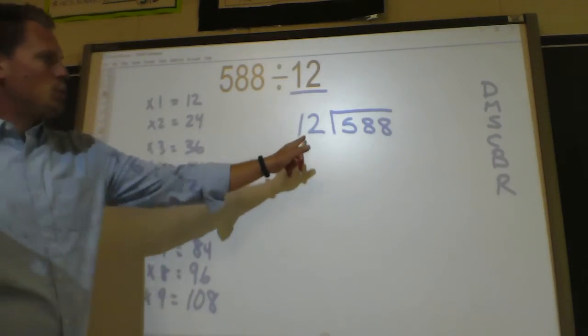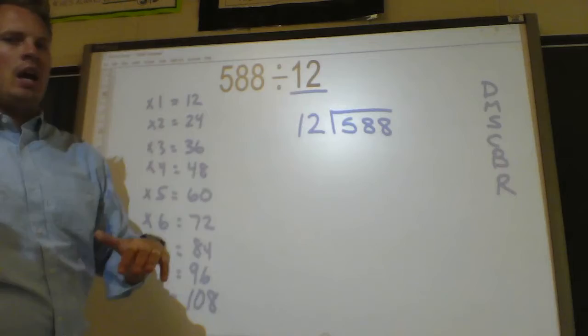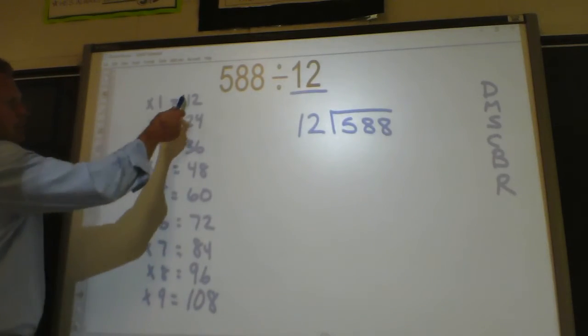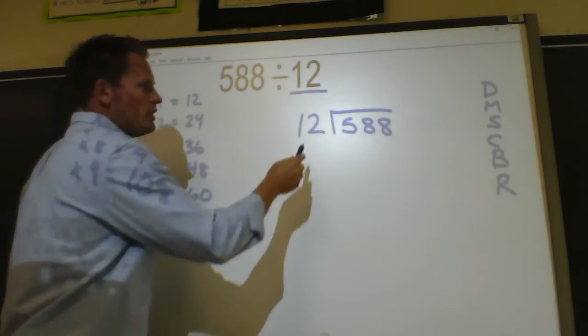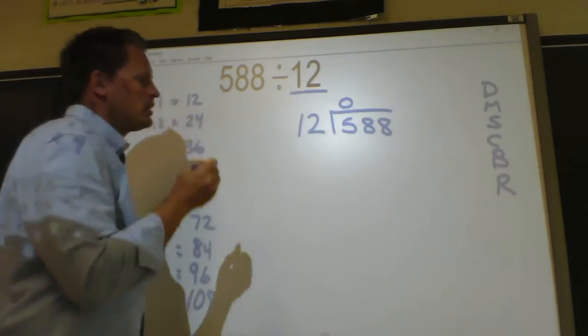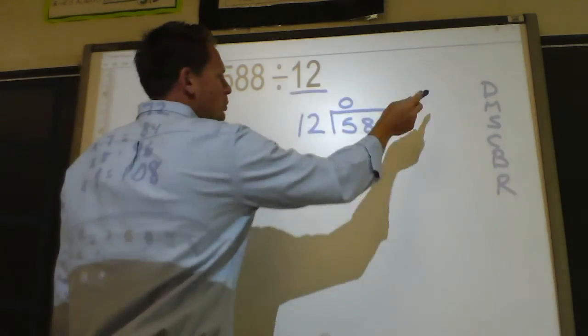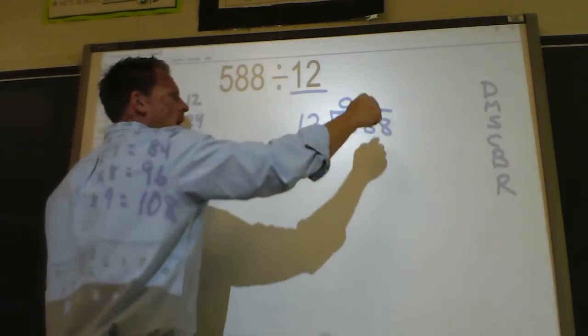All right, so 12 goes into 5. How many times? 0, right? 12 doesn't go into 5. The very first one is 12, right? So there's a 0 here, an X. You leave it blank as long as you're staying vertical. All right, then we can skip these next steps and go back to the repeat.